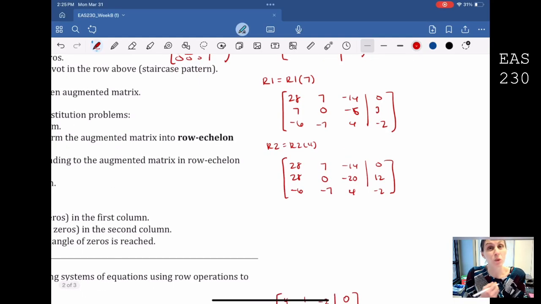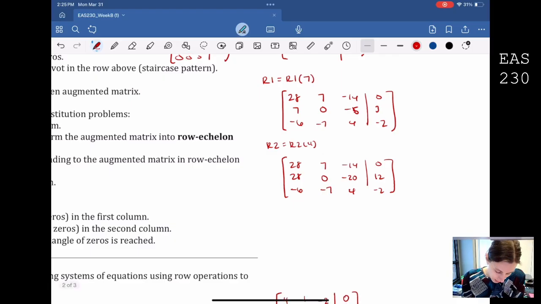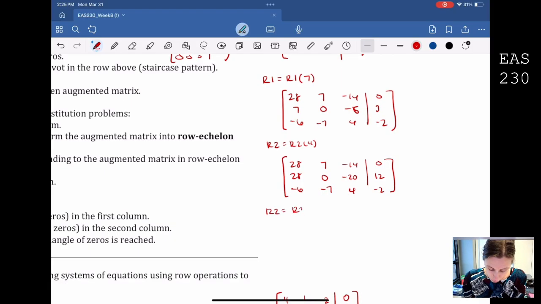Now I can go ahead and do an elimination step. I can say row 2, I'm going to replace it by saying row 2 minus row 1. So row 1 doesn't change. That equation stays the same. And row 2 now becomes 28 minus 28, which is 0. That's my elimination step. 7 minus 0 is 7. Negative 14 minus 20 is negative 34. And 0 minus 12 is negative 12. And there we go.